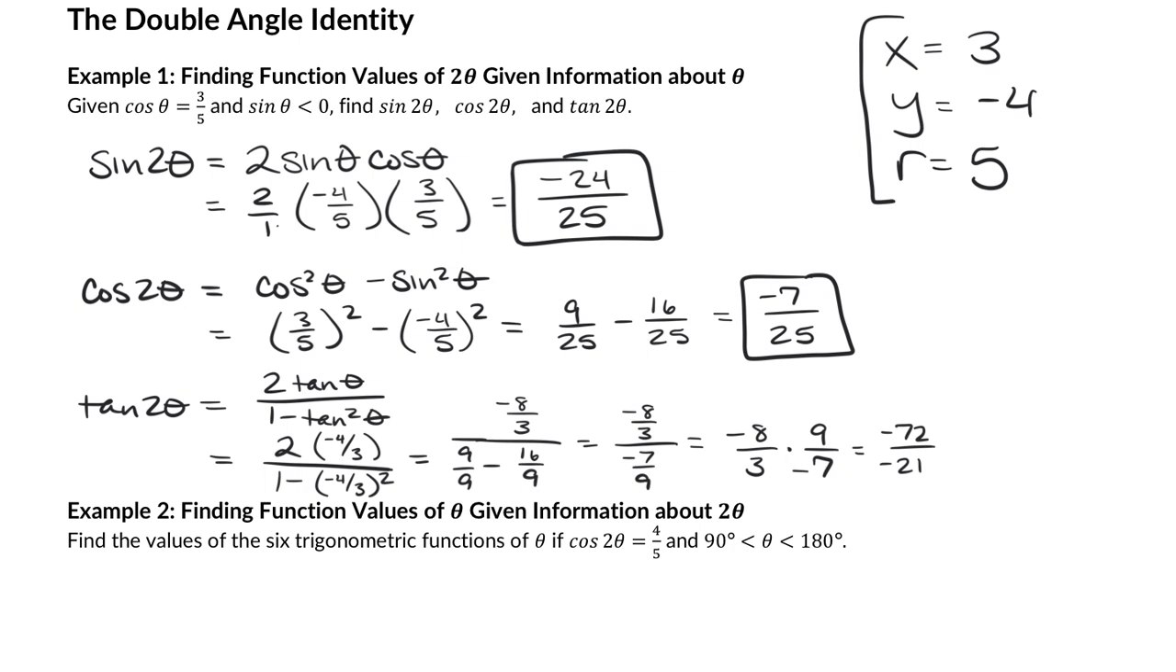It sure can be reduced. First of all, negative divided by negative is positive. 72 and 21 are both divisible by 3. 72 divided by 3 is 24, and 21 divided by 3 is 7, which is totally a question you could ask a calculator once you get there.